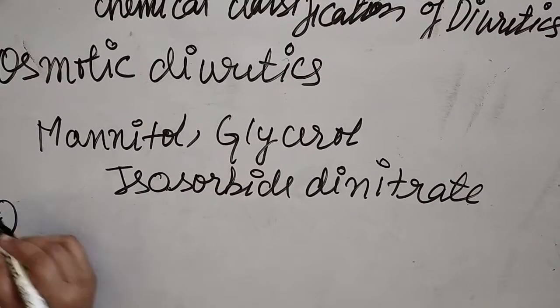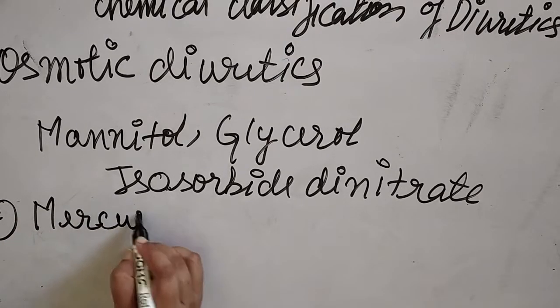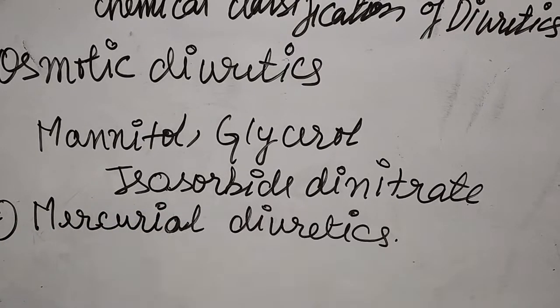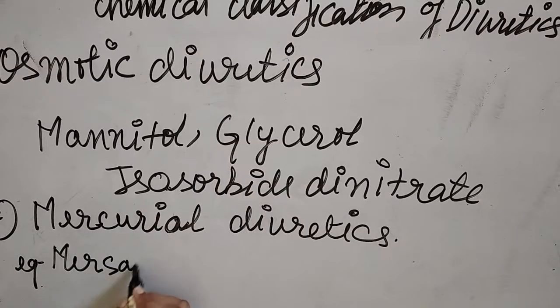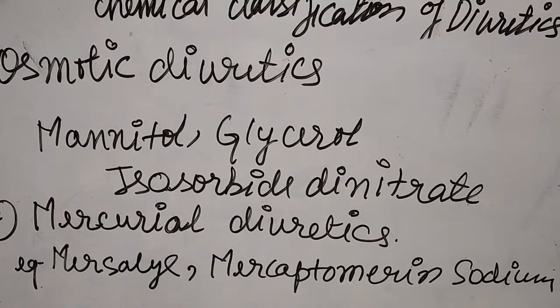Another category is mercurial diuretics. So these are the next category, mercurial diuretics. Examples are mercaptomerin sodium. So this is the chemical classification for diuretics derivatives.